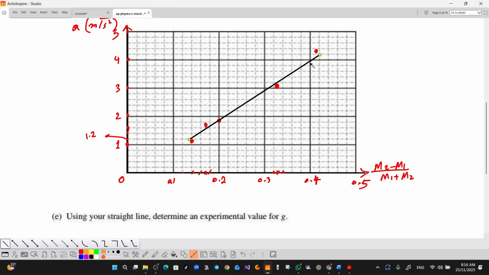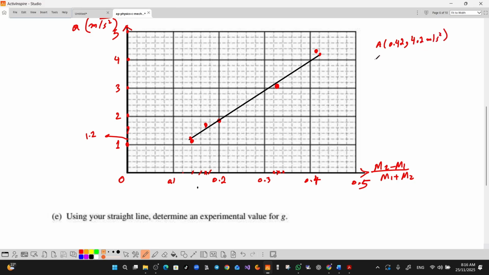Now you should choose your line in a smart way such that, for example, it passes through the corners of the grids, so you can collect the points to calculate the slope in an easy way. For example, this point has a location of 0.42 along the x-axis and along the y-axis is 4.2 meters per second squared. And the second point, let's call it B. The coordinate of this point is 0.14 along the x-axis and 1.2 meters per second squared along the y-axis.